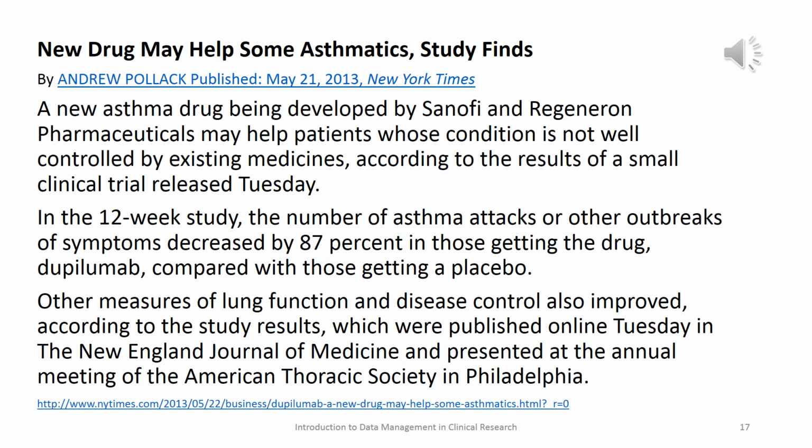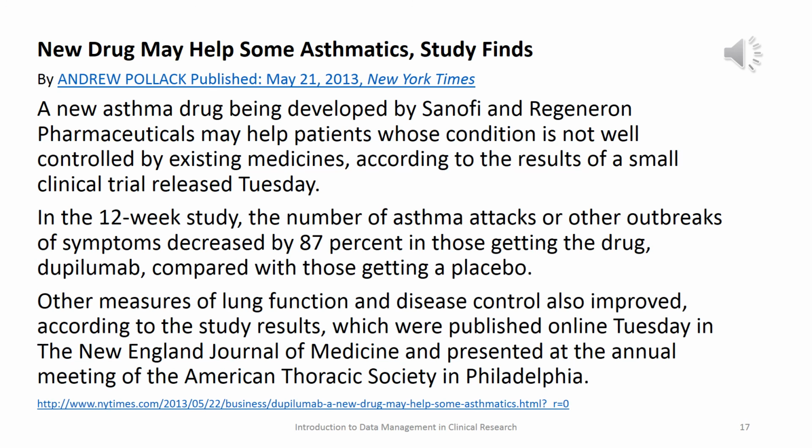And what it describes is a new asthma drug that was developed by Sanofi and Regeneron Pharmaceuticals that can help or may help patients whose condition is not well controlled by existing medicines, according to the results of a small clinical trial that they released earlier that week. So in a 12-week study, the number of asthma attacks or other outbreaks of symptoms decreased by 87% in those getting the drug compared to those that got a placebo.